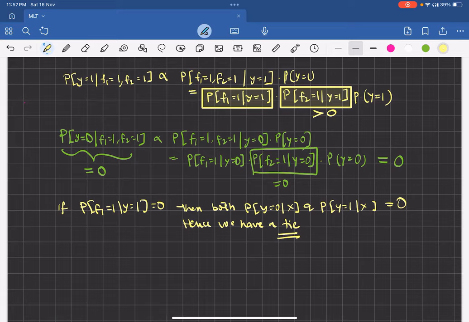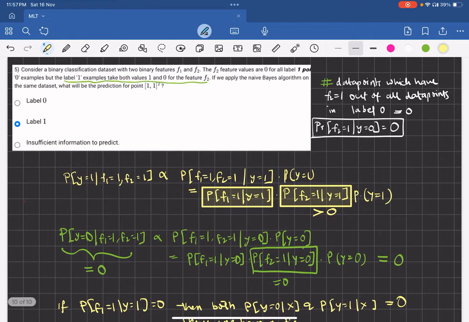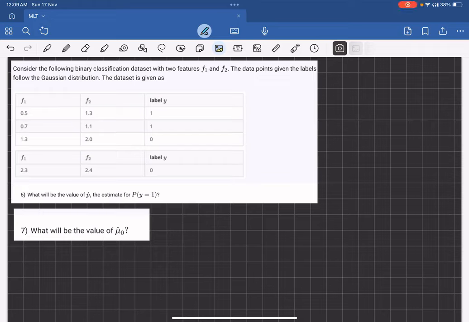Now what does that mean? That means that we are not given any tie breaking rule, right? So since we are not given any tie breaking rule, we have insufficient information to predict the data point. Again, we have a binary classification problem with two features f1 and f2, right?